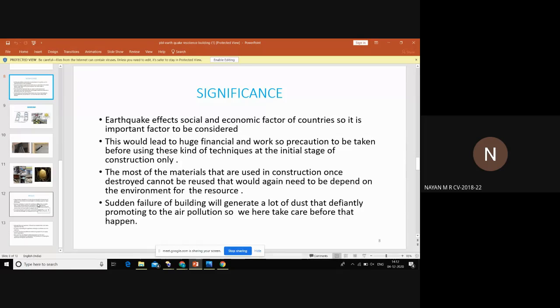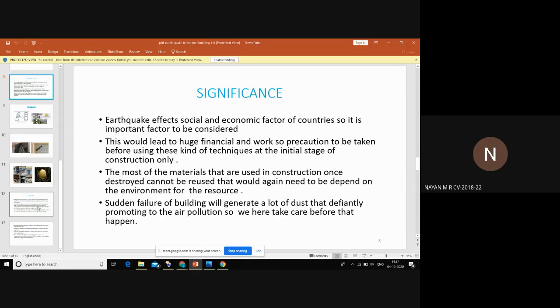So precautions with this kind of technique should be taken at the initial stage of construction only. Most of the materials used in construction, once destroyed, cannot be reused. That would again need us to depend upon the environment for resources. Sudden failure of a building will generate a lot of dust, definitely contributing to air pollution. So here we can take care before that happens. If we isolate the structure at the initial stage of construction, we can prevent this problem.